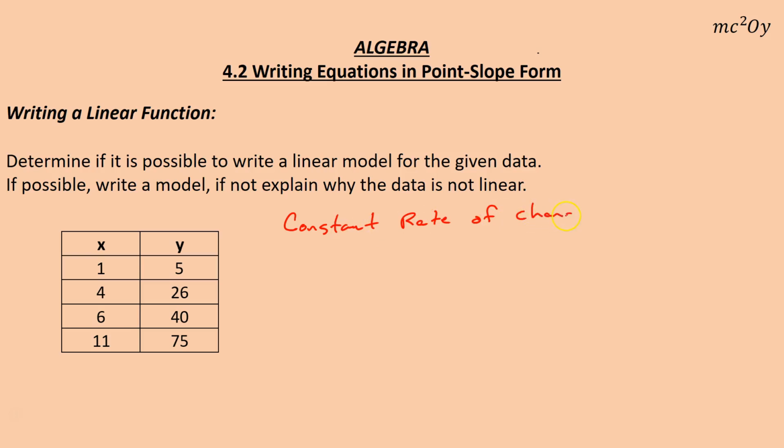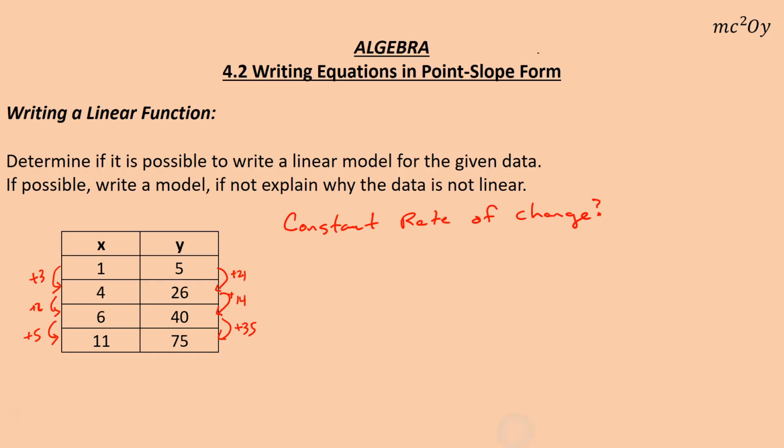And looking at this, when we ask our question, does it have a constant rate of change? Looking at it, we go, okay, well, I go from 1 to 4, that's going up 3. I go from 4 to 6, that's going up 2. And I go from 6 to 11, that's going up 5. And looking here, I'm going from 5 to 26, that's going up 21. I'm going from 26 to 40, that's going up 14. And then I'm going from 40 to 75, that's going up 35. Now, on the initial look, you're like, whoa, the x isn't even increasing by the same amount. So no, it's not linear.